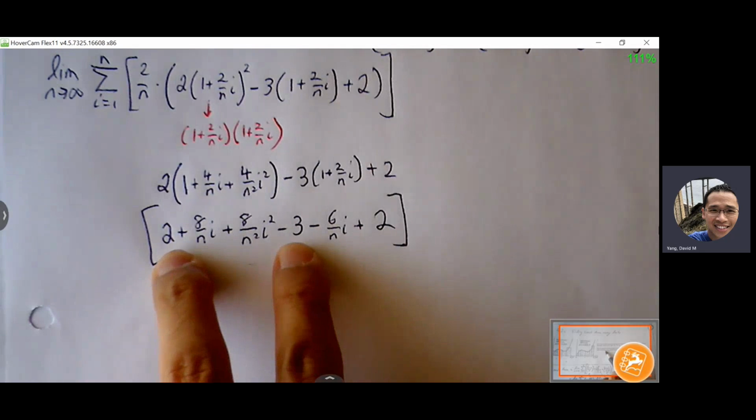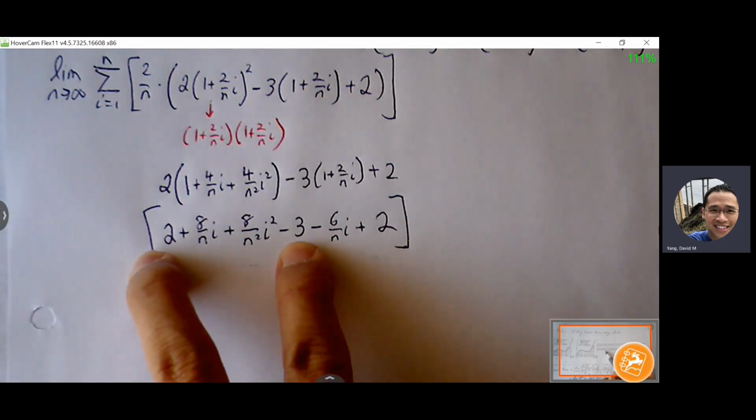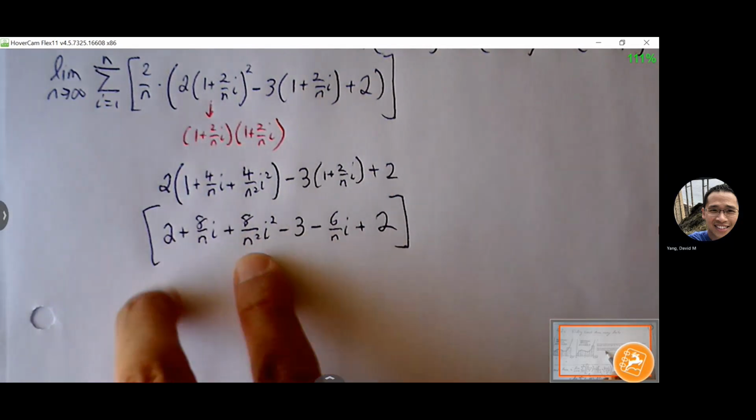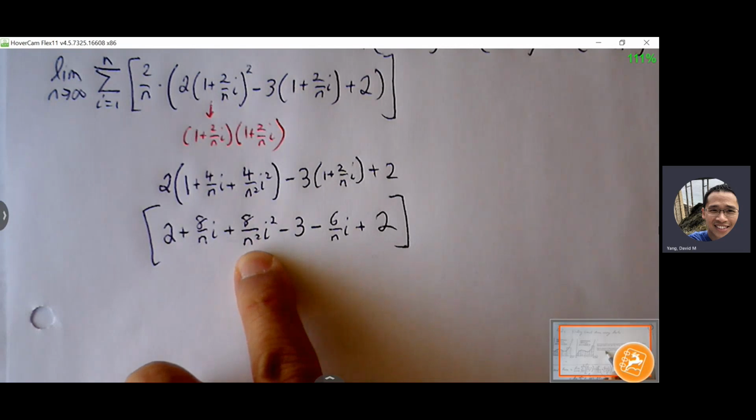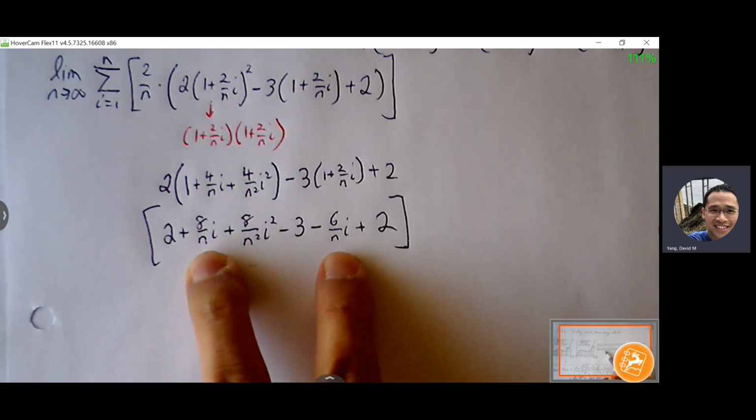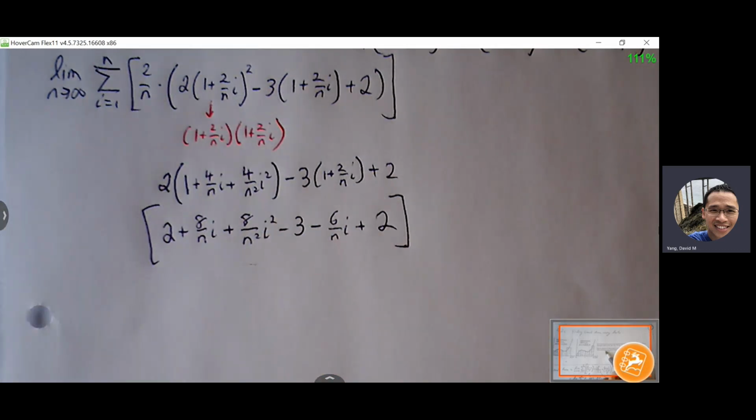Combine my like terms here. 2 plus 2 is 4. 4 minus 3 is 1. The 8 over n squared times i squared is its own thing. The 8 over n i minus 6 over n i is 2 over n i.